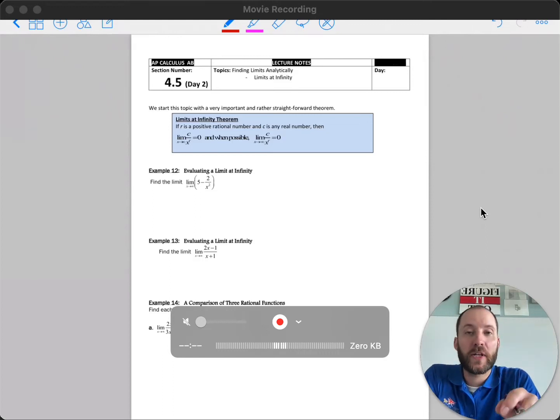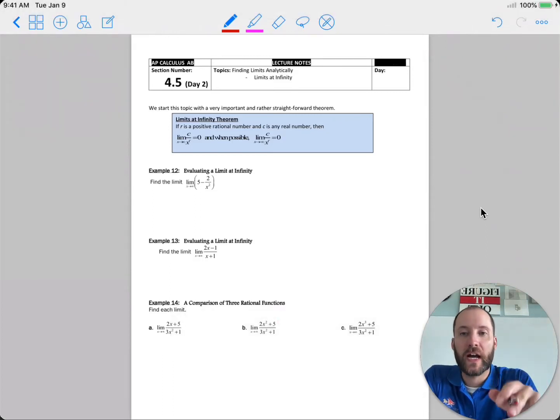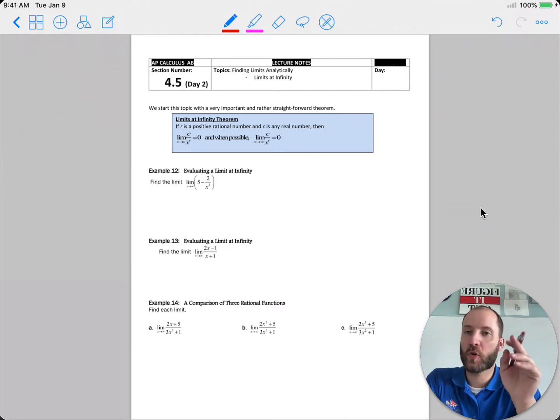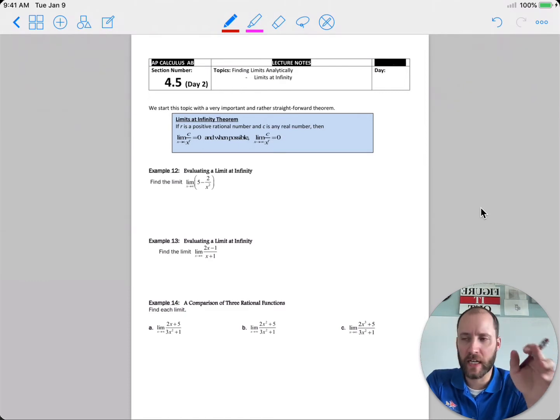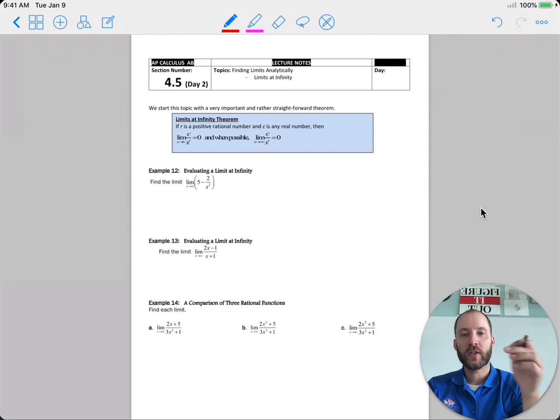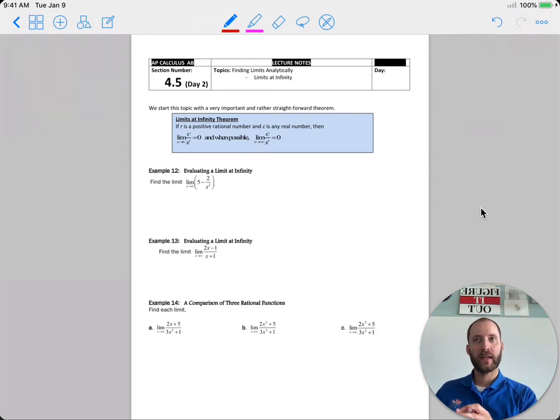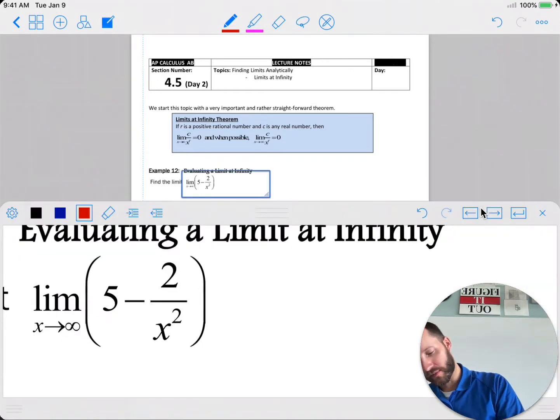Hey, the topic today: evaluating finding limits analytically, specifically limits at infinity. This corresponds to section 4.5 in our textbook. This is a topic I really like because I like how it's easy to visualize. Just look at the problem holistically and make a determination. So let's jump right in.